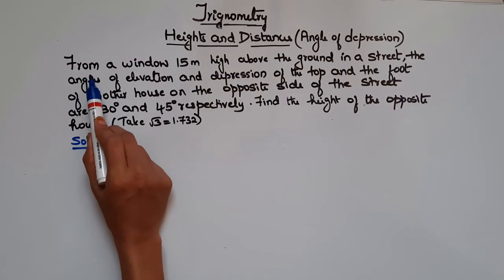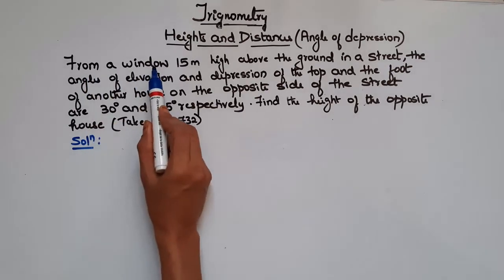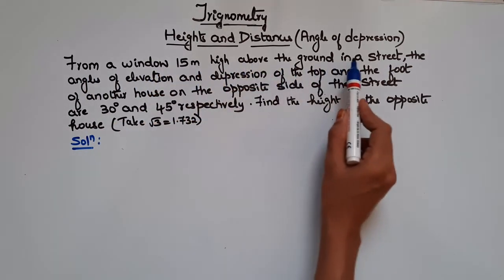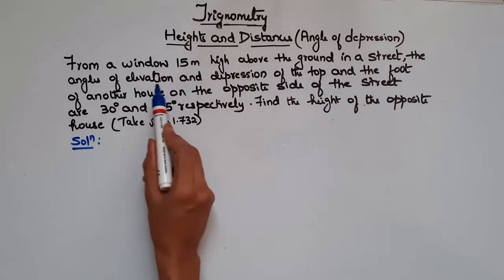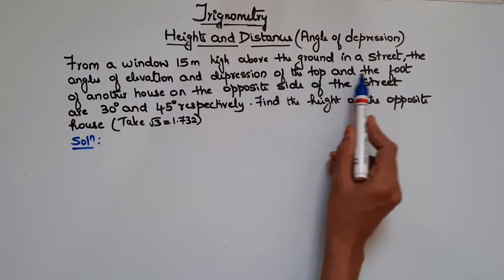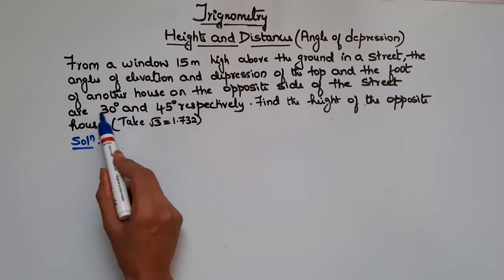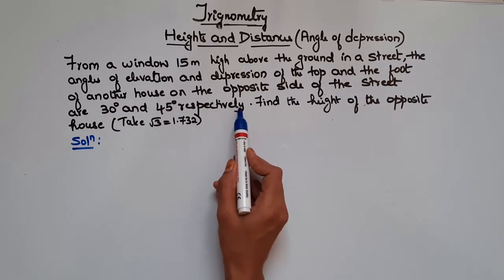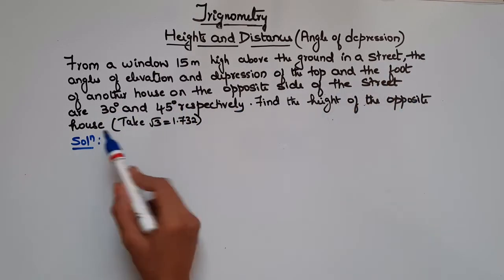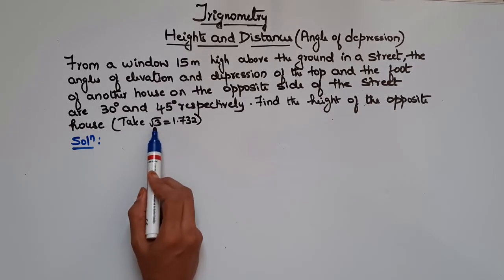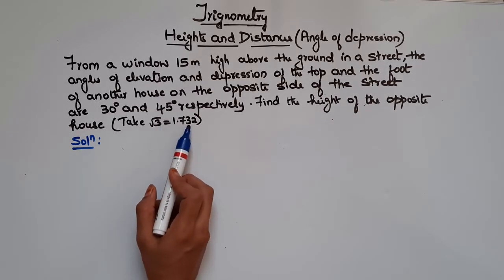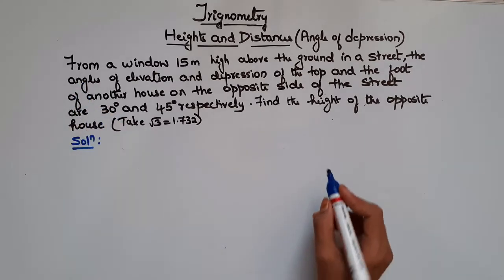Now let's see this problem. Here it says, from a window 15 meter high above the ground in a street, the angle of elevation and depression of the top and the foot of another house on the opposite side of the street are 30 degree and 45 degree respectively. Find the height of the opposite house. They have said to take root 3 is equal to 1.732. Alright. So first let's understand what they are saying.